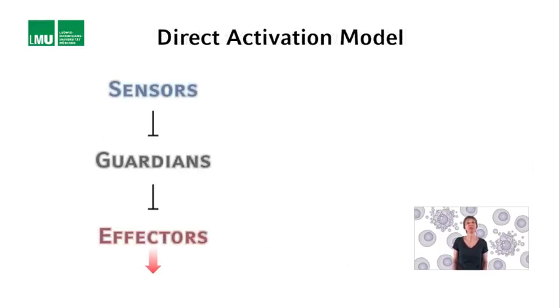However, what happens in vivo in cells might not be as simple as sensors binding to guardians and guardians binding to effectors as shown here. Some sensors might not only be able to bind to guardians and therefore activate effectors indirectly, but they might form heterodimers with effectors and therefore activate them directly as well. This is referred to as the direct activation model.